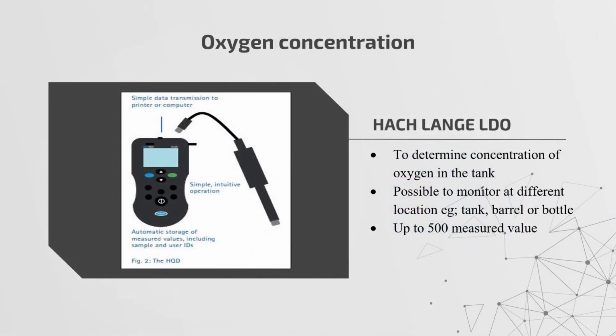For the next variable, oxygen concentration, we will use a luminescent dissolved oxygen sensor. This instrument is to determine the concentration of oxygen in the tank. The good thing is, it is possible to monitor at different locations such as a tank or bottle. It can measure up to 500 value.